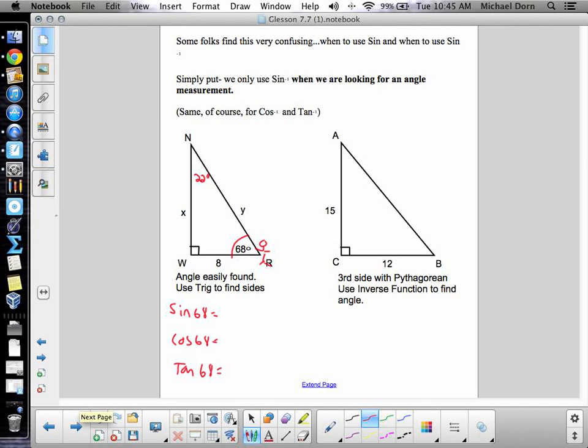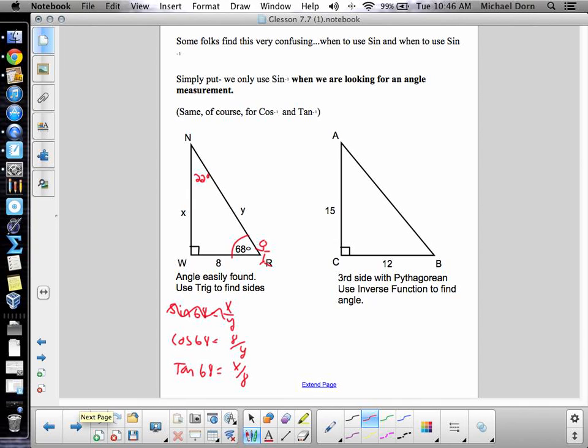Now, don't just put sine of 68 equals and look up the decimal in the table. Don't do that. Use the ratio value. Sine of 68 is opposite over hypotenuse, x over y. Cosine of 68 is adjacent over hypotenuse, 8 over y. Tangent of 68 is opposite over adjacent, x over 8.